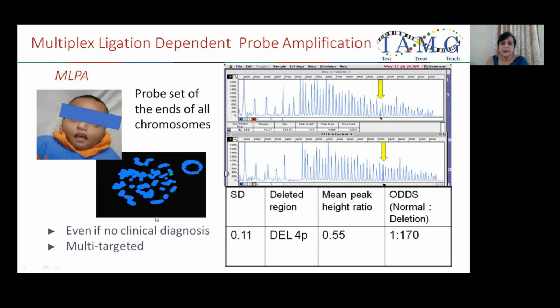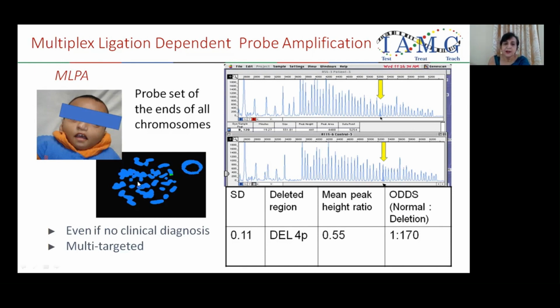Here the same results are shown for the same patient. The yellow arrow shows, in the upper panel for the patient, that the size of that particular peak is less as compared to the normal, indicating that this particular child has only one copy of a segment of chromosome 5p, meaning that there is a deletion on that particular chromosome 5p, as we have seen in FISH.